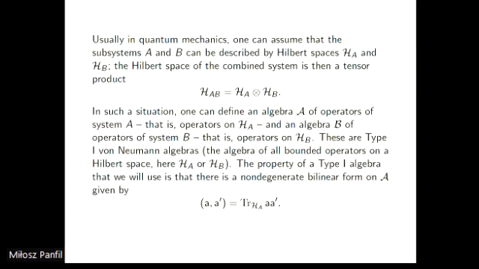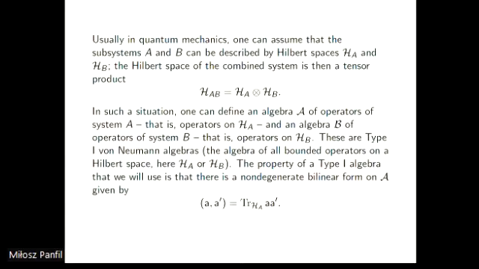In such a situation, we can define an algebra curly A of operators in system A. They're simply operators on H_A. And similarly, an algebra curly B for the system B, they're operators on H_B. And these are by definition type 1 von Neumann algebras. A type 1 von Neumann algebra is just the algebra of all bounded operators on a Hilbert space, here H_A or H_B.